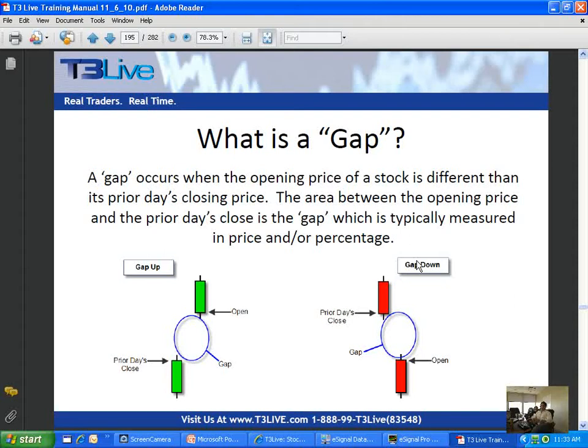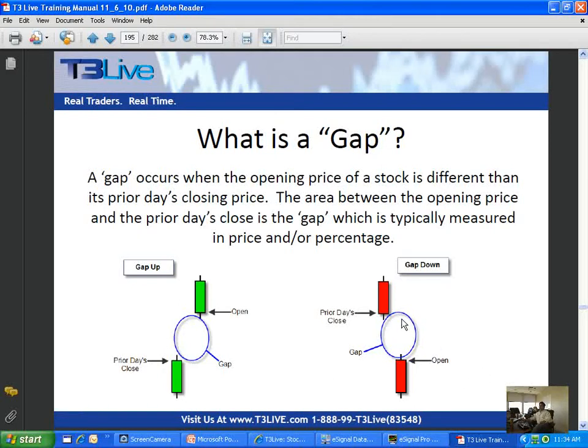So what is a gap? A gap occurs when the opening price of a stock is different than its prior day's close. The area between the opening price and the prior day's close is the gap, which is typically measured in price and/or percentage. For example, in the picture on the left, we have a gap up. The stock closed the prior day at the top of that green bar and opened the next day significantly higher, causing this hole in the chart where there was actually no trade, price was not traded, causing a gap. We call them a hole or a void or a gap.